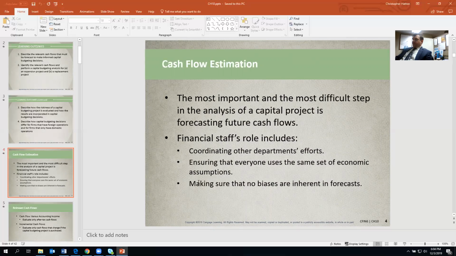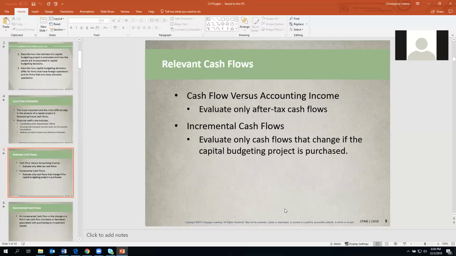So when you're a financial staffer, you're going to coordinate with other departments because everybody's spending money and you need to know how much. Ensure that everyone uses the same economic assumptions. So that means that one department doesn't have a higher weight on the same dollar than another department. Making sure that there are no biases inherent in the forecast. So that's taking out confirmation bias, like this always happens, so we're going to include that in there. So no, you have to eliminate biases from the actual calculation there.